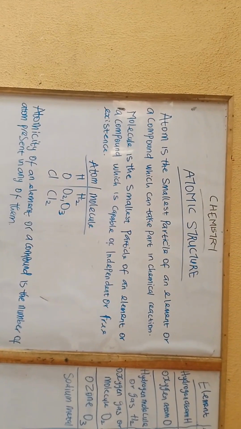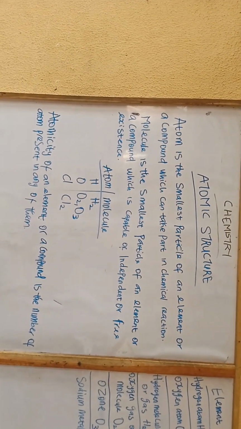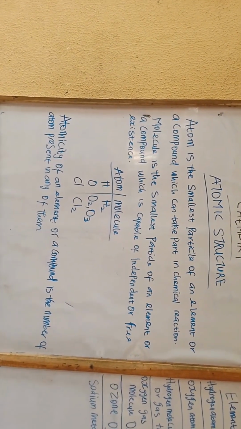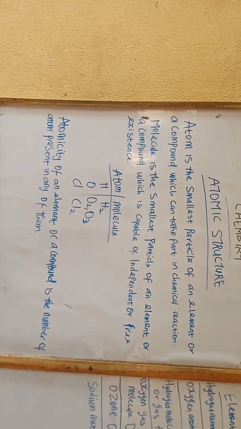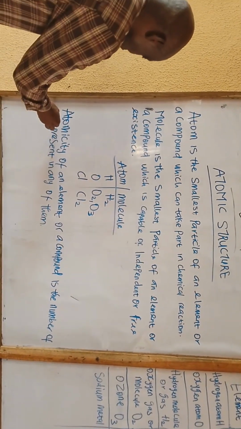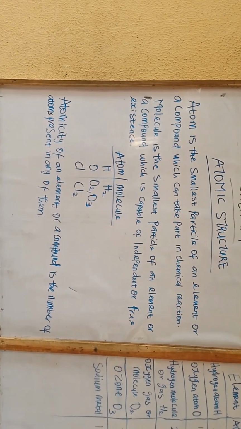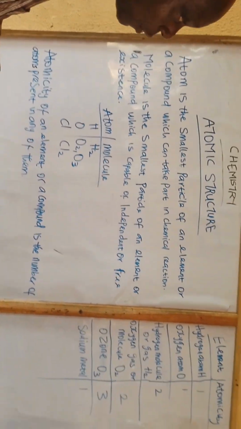So, there's another concept called atomicity. What is atomicity? Atomicity of an element or a compound is the number of atoms present in any of them. Either we are talking about the element or the compound. And we have some examples on the board.